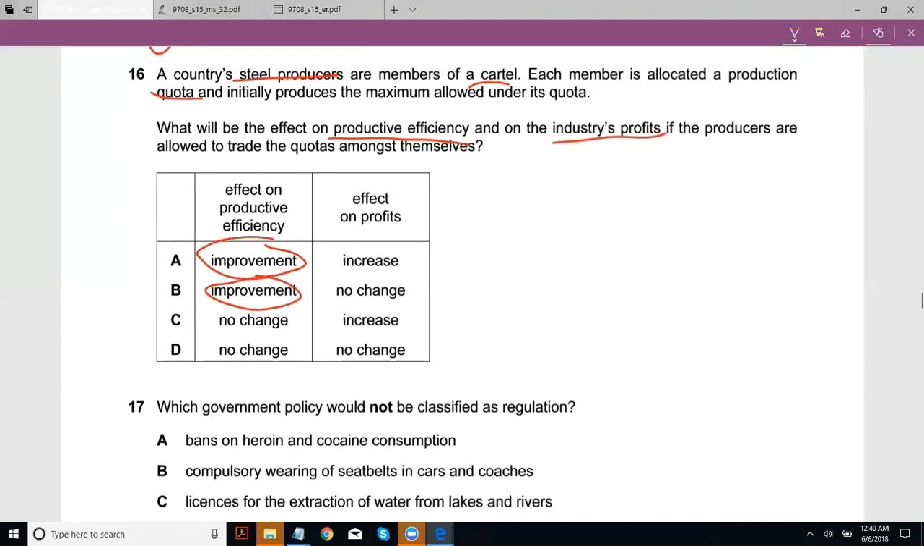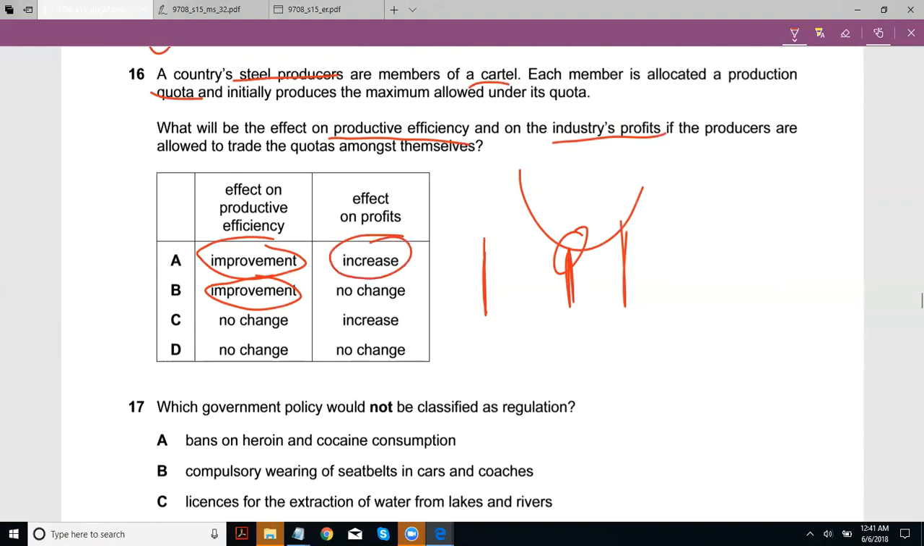Because then, depending on each particular producer's cost structure, its minimum efficient scale, and the shape of its average cost, they would just figure out how much they want to produce. Let's say my quota is this much quantity, but I only want to produce this much so that I come to minimum average cost. I believe trading would help productive efficiency.